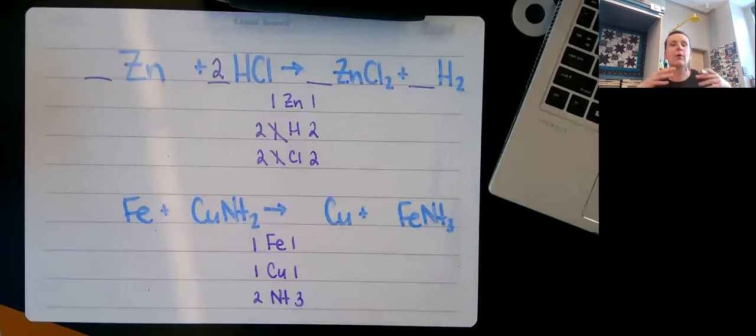If I want to get both of those to the same number, 2 and 3, well, if I multiply them by each other, I'm going to end up getting 6. So that's going to be my goal. I want to end up with 6 nitrates on each side. Okay, so let's think about that.